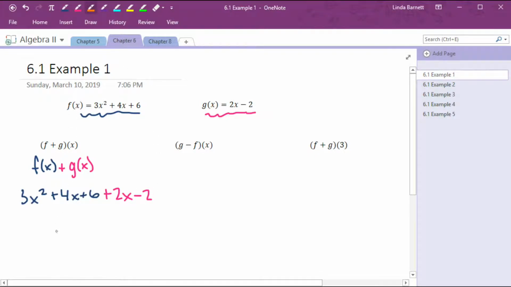And now what I'm going to do is just find like terms. There's only the 3x squared. I have just one, 3x squared. I have the 4x and the positive 2x, so that's going to become 6x and a positive 6 and a negative 2, which is going to be positive 4.